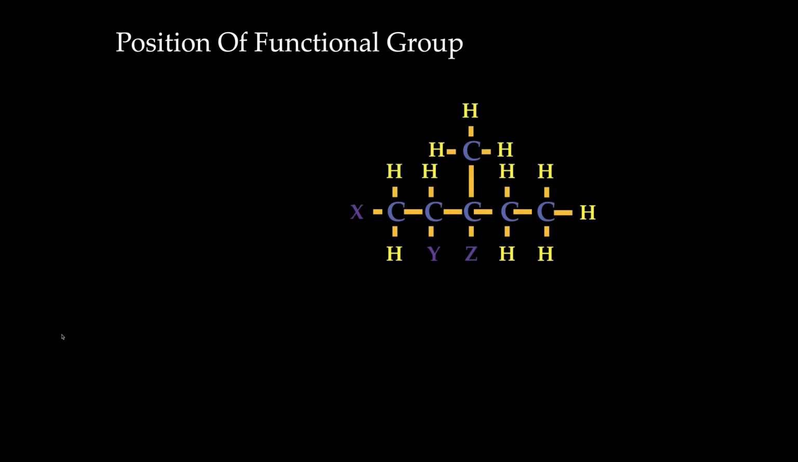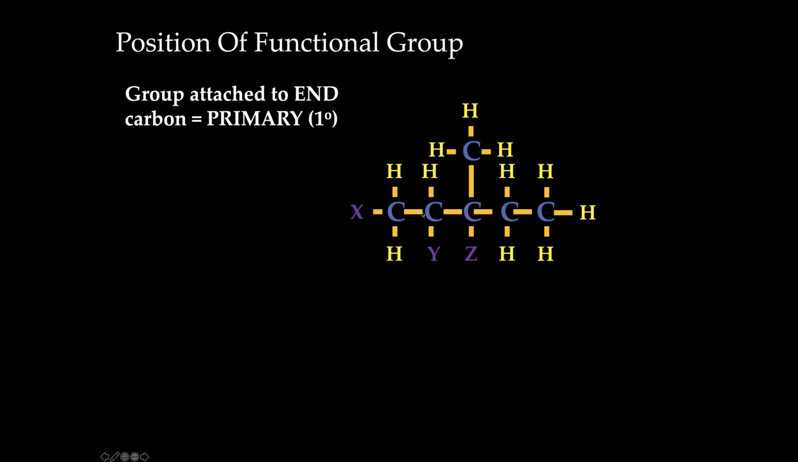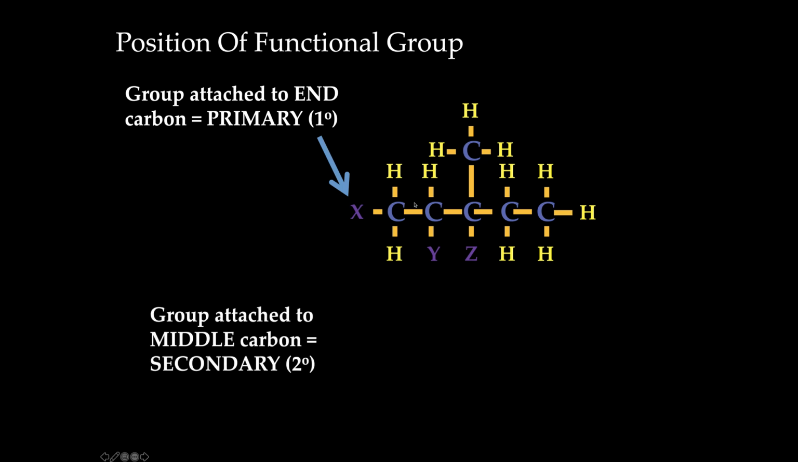There are many places on a molecule where we might place a functional group, which is an atom or group of atoms that makes the molecule a part of a particular family of organic compounds. If the group is bonded to an end carbon, a carbon that's only directly bonded to one other carbon, we call this a primary functional group. So, for example, this is a primary carbon, this is a primary carbon, and this is a primary carbon, because only one of the carbon's bonds is being used to bond to another carbon.